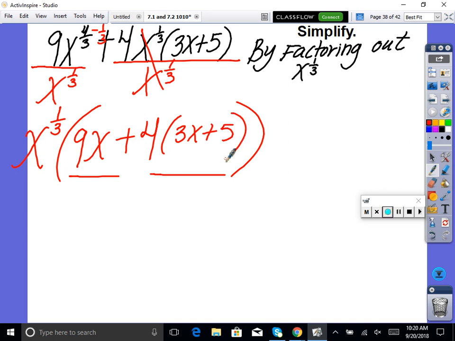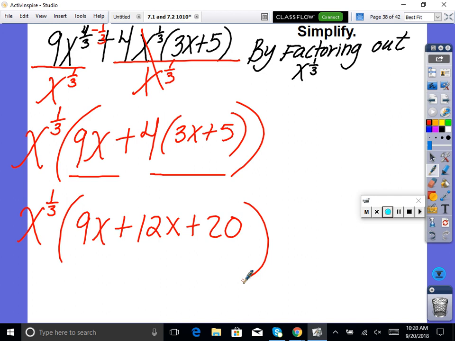Now look inside your parentheses. Combine like terms. So we have x to the 1/3, 9x, then we have plus 12x's plus 20, don't we? So we actually have x to the 1/3 times 21x's plus 20. And now we're done.